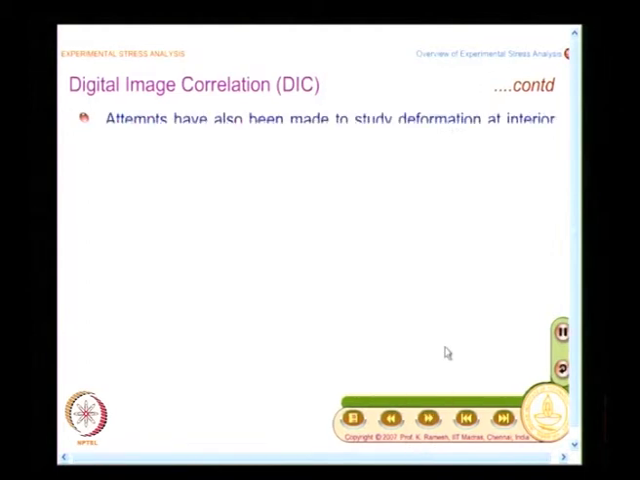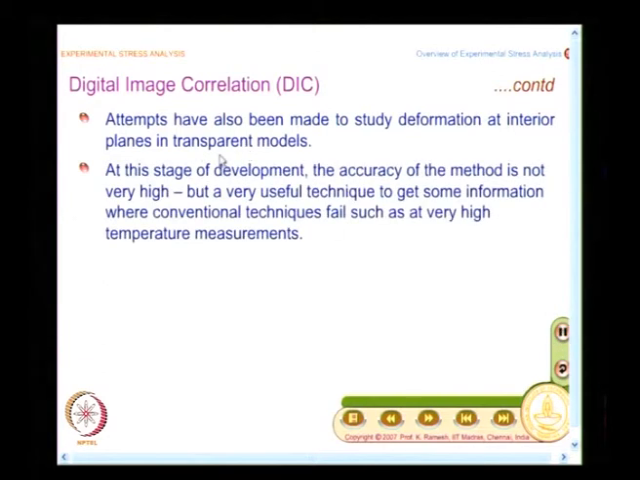People also use image correlation for finding out the buckling behavior of windmills. You have huge windmills. Now, with renewable sources of energy, people are paying attention. Very large windmills have come, and those blades are sensitive to buckling, and you have a very large area, and you need to find out whether buckling takes place or not, and people use image correlation. And being an optical technique, they can also find out information at interior planes in transparent models.